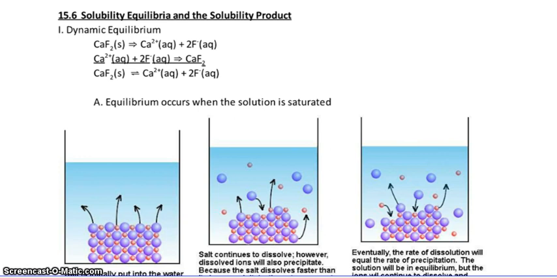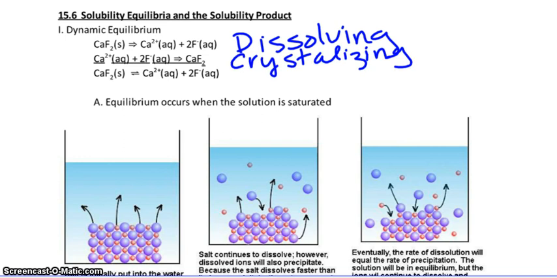So let's take a look at the case of calcium fluoride. The very first equation where CaF2 solid is going to the ions, that is your dissolving process. And then the second equation where your calcium ion and your fluoride ion are coming back into the solid, that is your crystallizing process. And so when the rates of dissolving and the rates of crystallizing are the same, we say we are in equilibrium.